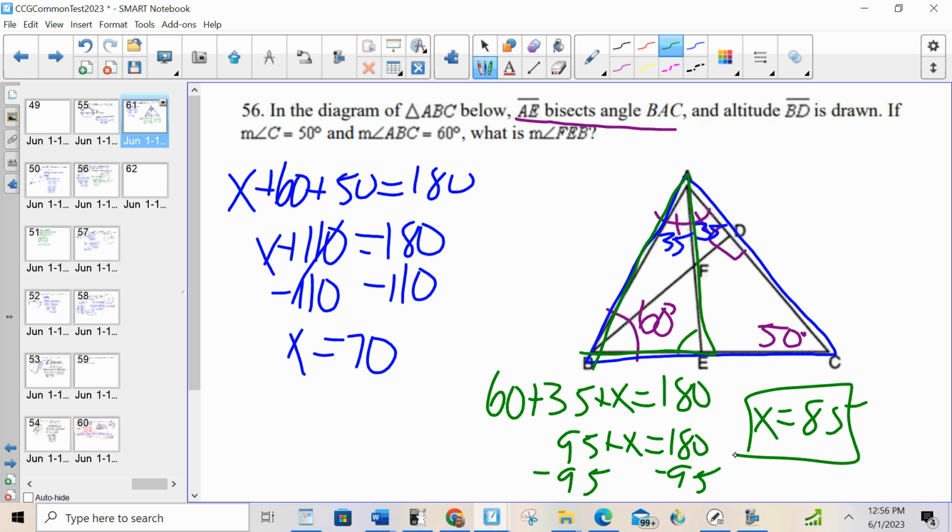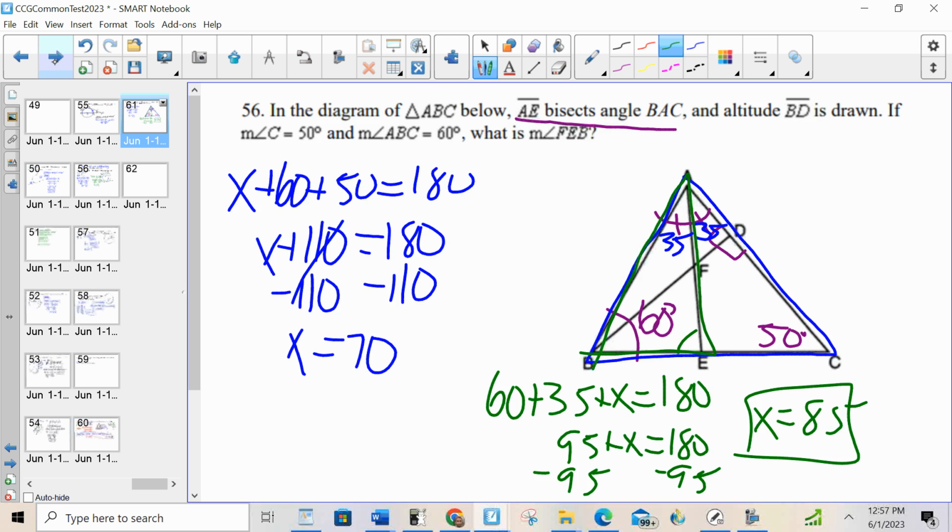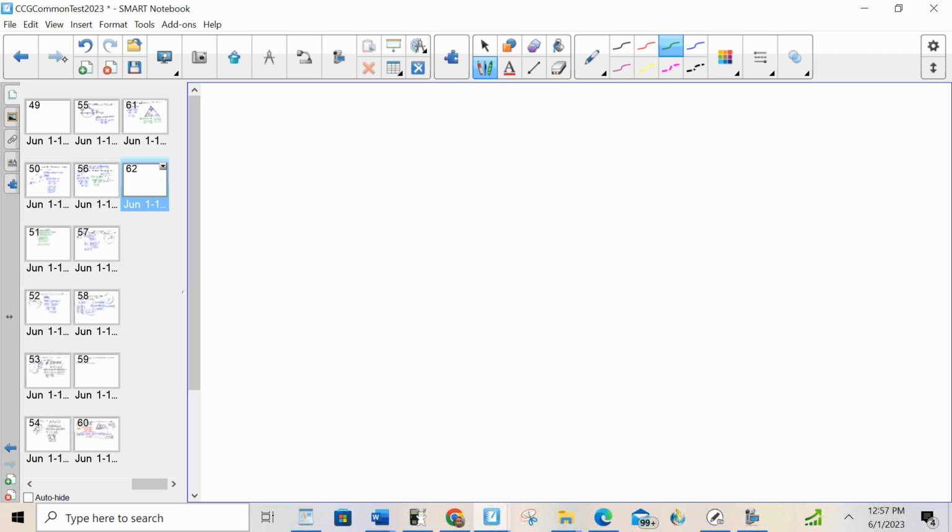So these are not easy. They could be easy, but they're not, depending on the problem. But you want to always look for your linear pairs, look for your angles of your triangle, understand what to do when you see bisect, and understand what to do when you see that two sides are congruent. And that's it. We made it through.